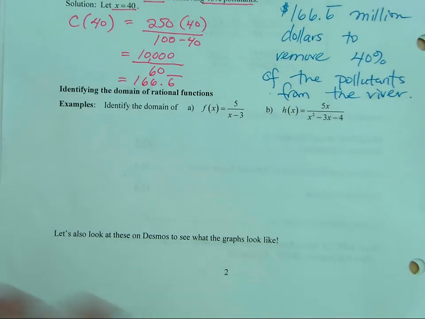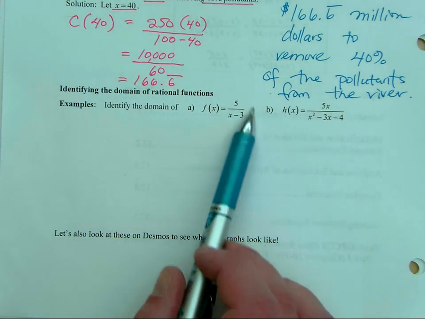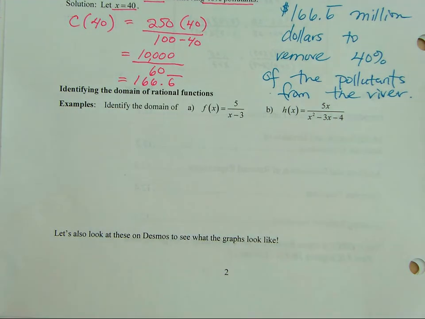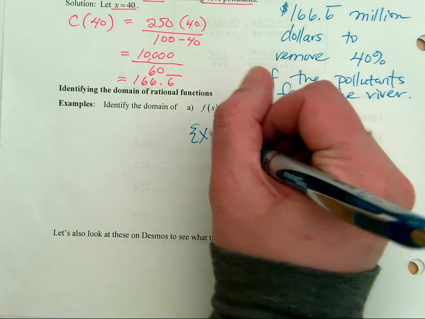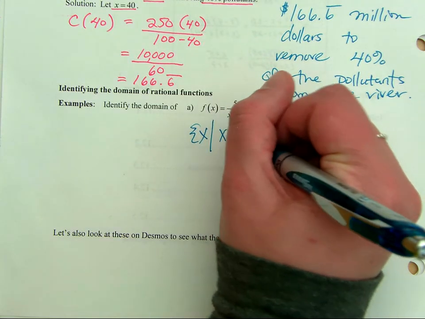But the idea is, with a rational function, we were talking about domain before. With a rational function, what kind of x's do you have to exclude? You can have negative values of x. I mean, in that example, you couldn't have negatives. But for here, if I just have an equation, what wouldn't I have? You wouldn't have 3, so x cannot equal 3.